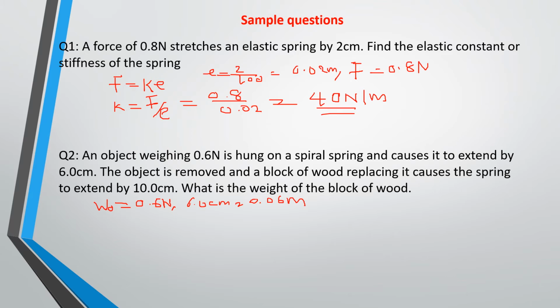Okay, so from our first equation, we are given that F is equal to KE. So what you first of all do in this kind of problem is to find the force constant, and the force constant of this spring is equal to F over E, and all those values will be given to you. F is 0.6 and E is 0.06. So if you work this out, you will get the force constant of this spring to be 10 Newton per meter. Okay, so since this is the same spring that this block of wood is replacing, then the force constant of the spring remains the same.